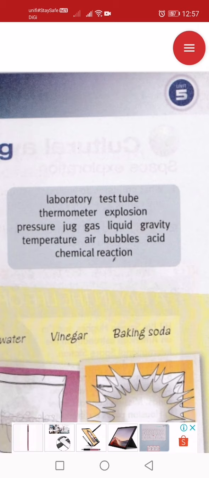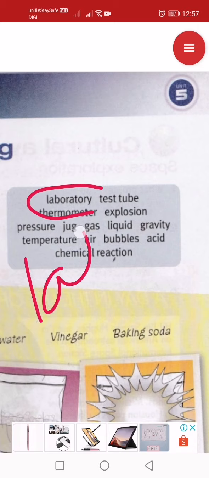Okay, so let's start with the first one. Laboratory. But in Malaysia, usually we pronounce it lab for short form, or laboratory, I don't know. Listen carefully, yeah. I always pronounce it as lab. I seldom pronounce the whole thing.